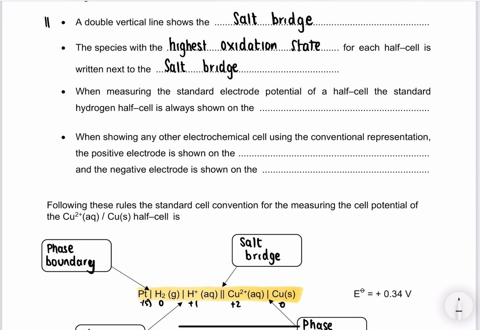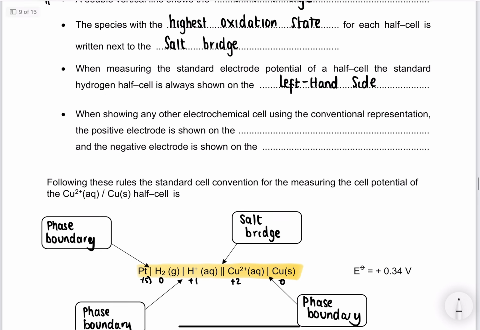When measuring the standard electrode potential of a half cell, the hydrogen is always shown on the left-hand side. That one's a special case. For any other cell, positive is always on the right-hand side, and that's going to be the reduction. And negative is always on the left-hand side.